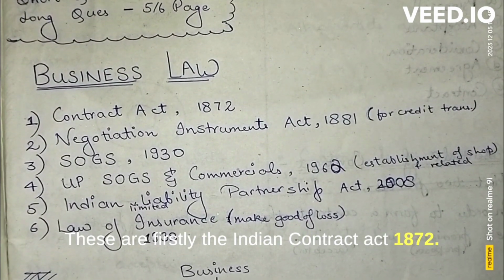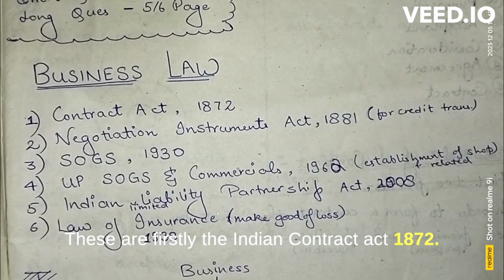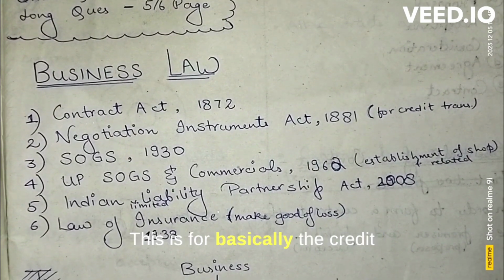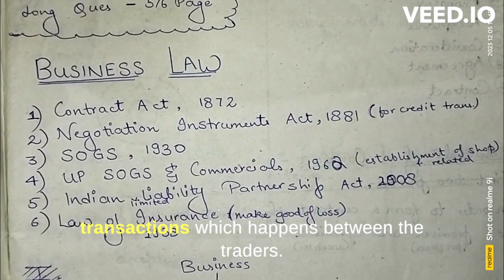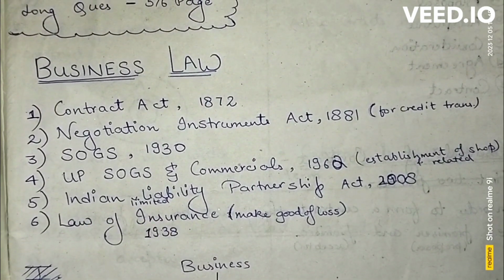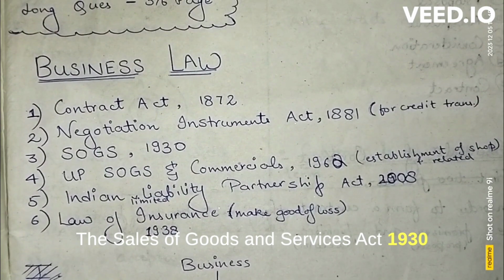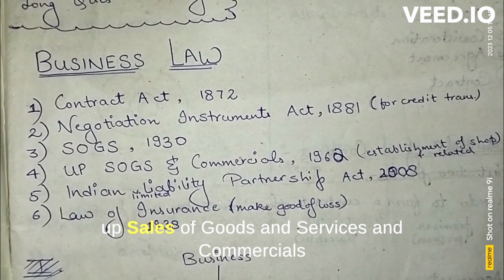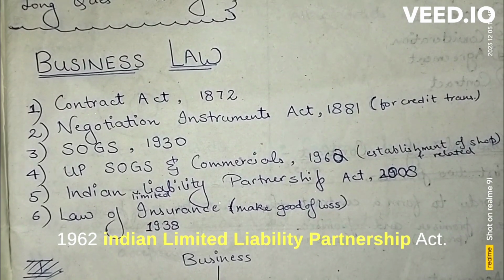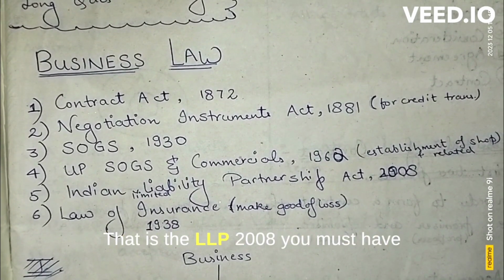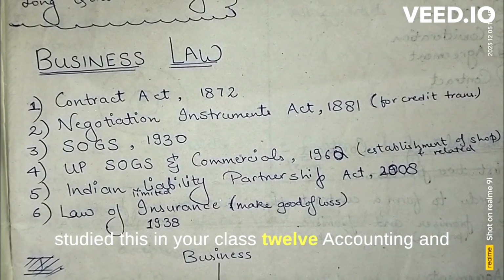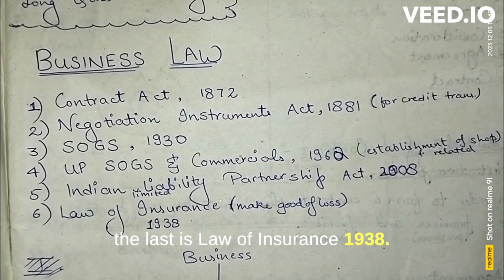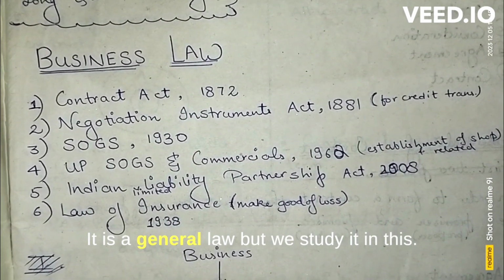These are, firstly, the Indian Contract Act 1872. Negotiable Instruments Act 1881, which is basically for the credit transactions which happen between traders. The Sale of Goods Act 1930. The Sale of Goods and Services and Commercials 1962. The Indian Limited Liability Partnership Act, that is the LLP Act 2008. You must have studied this in your class 12th accounting. And the last is the Law of Insurance 1938. It is a general law, but we study it in this.